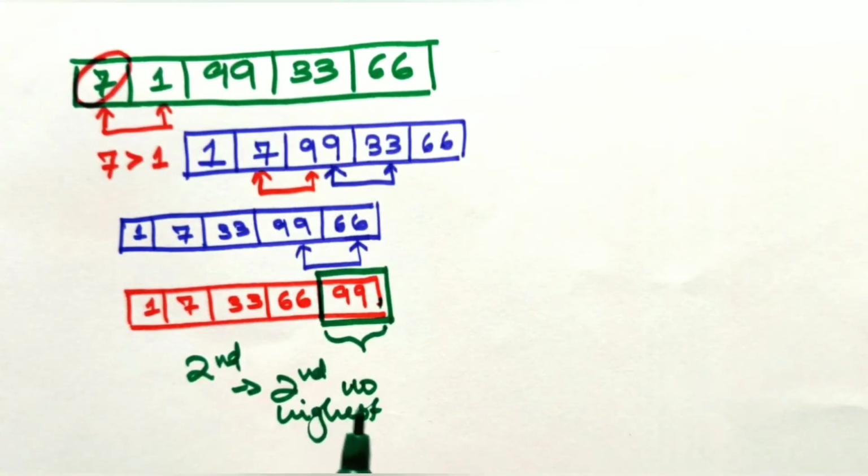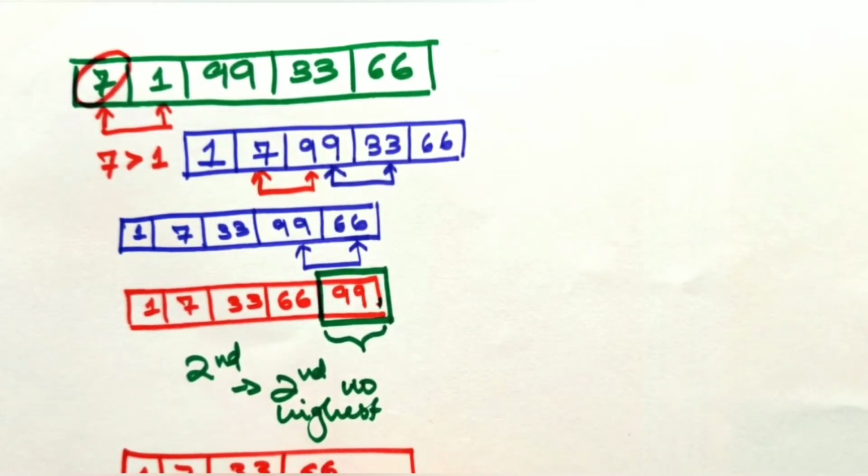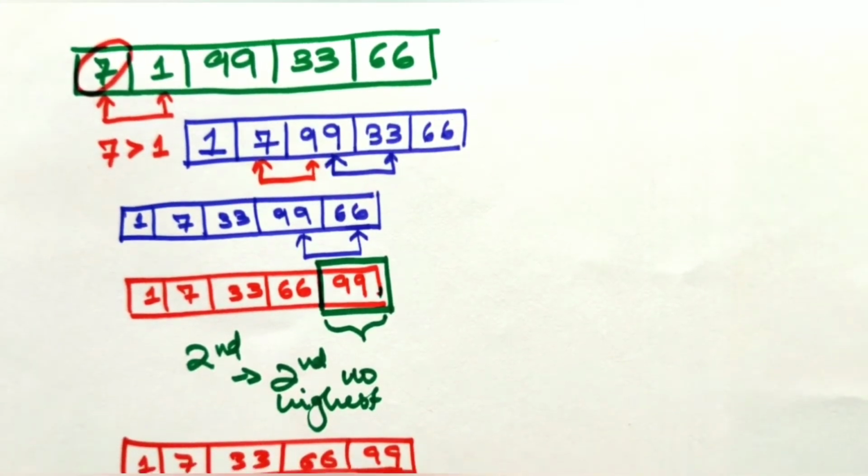Now, it won't stop here. It'll go ahead and again start with 1 and 7. Let me just write it here. Since this array is already sorted, you will not be able to see any change. But here's the thing, let me just show it to you.